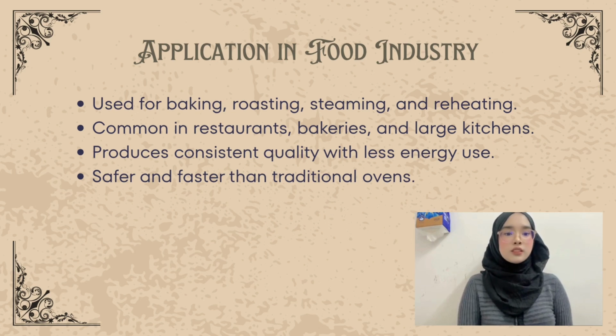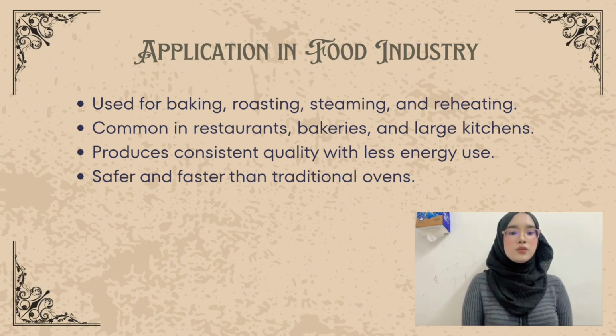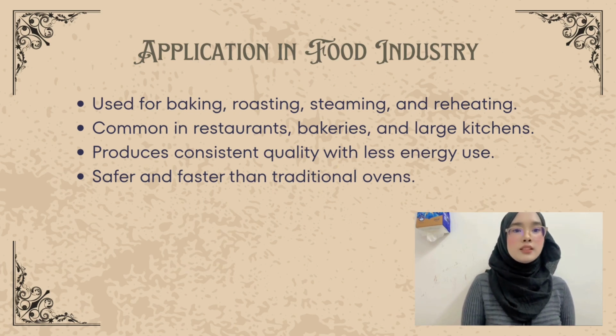For this slide, I talked about the application of the Combi steamer oven in the food industry. This oven is widely used for baking, roasting, steaming, and reheating different kinds of food. We can usually find it in restaurants, bakeries, and large kitchens. It helps produce food that cooks evenly with consistent quality and less energy use. Compared to the traditional oven, it's also faster, safer, and more efficient.